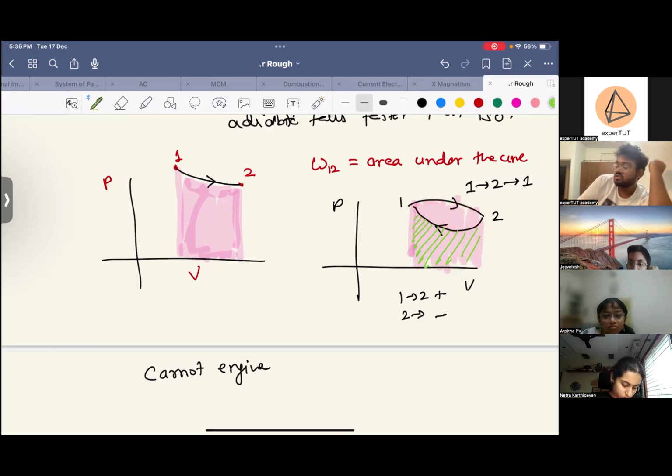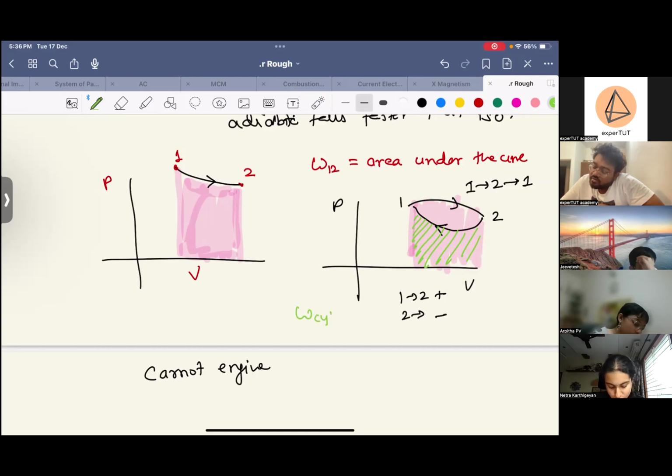Therefore, work done in a cyclic process is just the area between, meaning the area enclosed by that cycle. So work done by a cycle is just the area not under but enclosed. Area enclosed. Understood?